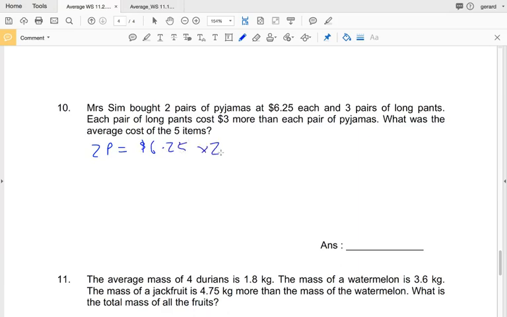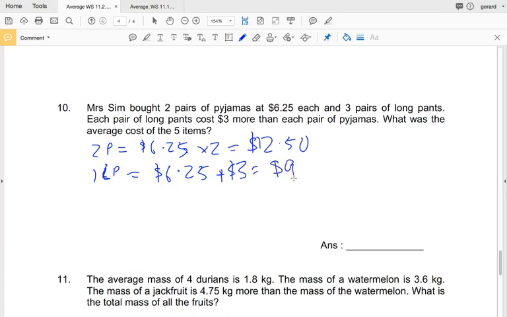$6.25 times 2. Now this one will give you $12.50. Now here we just have to find the cost of 1 long pants, L, equals $6.25 plus 3. Remember, money must always have the money sign. $9.25. Then from here we just need to find, she bought 3 long pants.